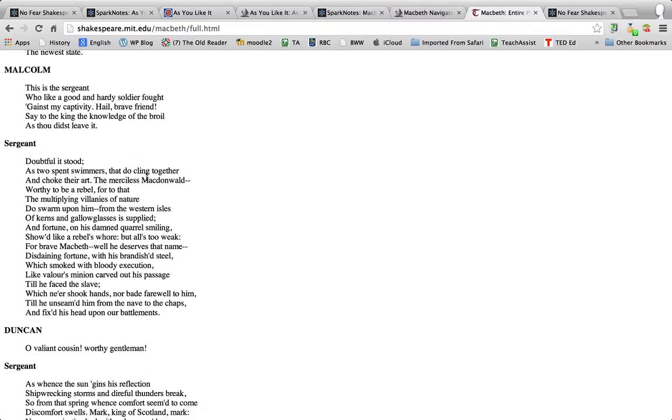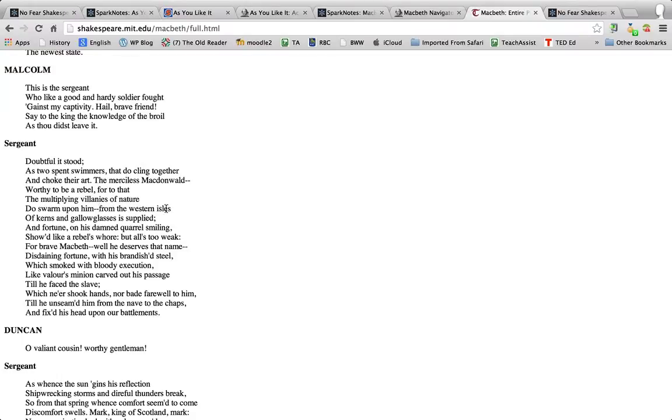Okay, so there seems to be this MacDonald in the battle, and he's a rebel, and he has a lot of villainy. He's a really bad guy. He does a lot of bad things. Okay, because I'm taking it slowly here. So, the merciless MacDonald, worthy to be a rebel, for to that the multiplying villainies of nature do swarm upon him. Pause. I have a pause there.